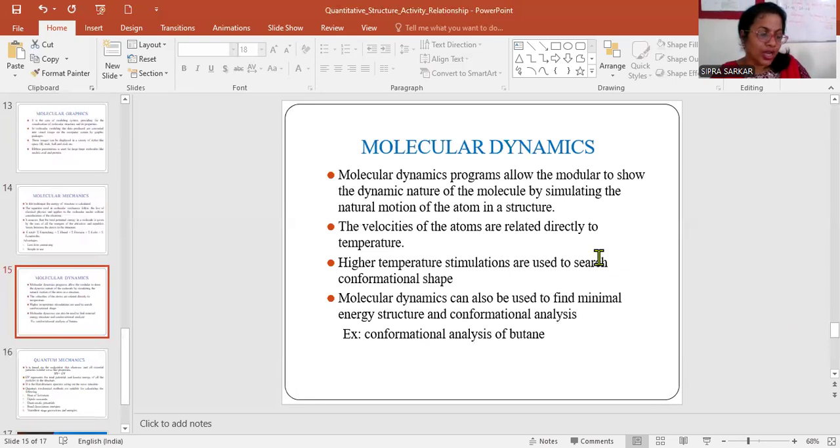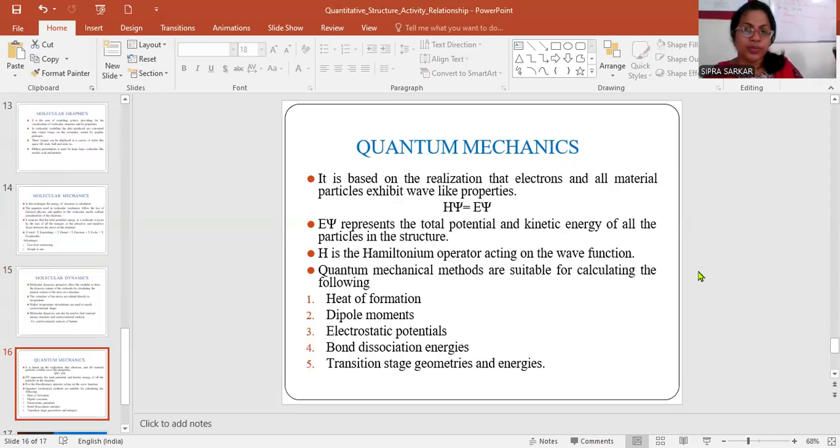Now coming to molecular dynamics. Molecular dynamics programs allow the modeler to show the dynamic nature of the molecule by simulating the natural motion of the structure. The velocities of the atoms are related directly to the temperature. Higher temperature simulations are used for searching the conformation space. Molecular dynamics can also be used for structure and conformational analysis. So the conformation in each case can be different. So if the conformation of the drug is changing, the activity will change.